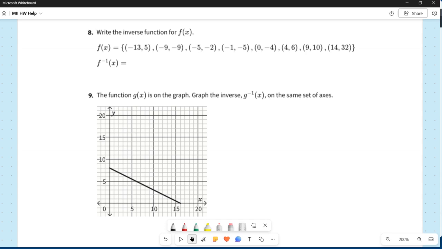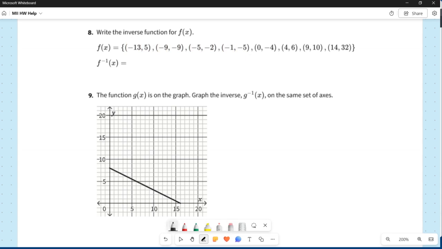We're saying that in our original function, f of x, if you plug in a negative 13, that's your x value, that's your input, that's your independent variable, it's going to spit out a 5. That's going to be your y out, your y coordinate, your dependent variable, and so on and so forth. When you plug in a -9, you actually end up getting the same thing, -9. You plug in a -5, your result is -2. You plug in a -1, your result is -5, and so on and so forth.